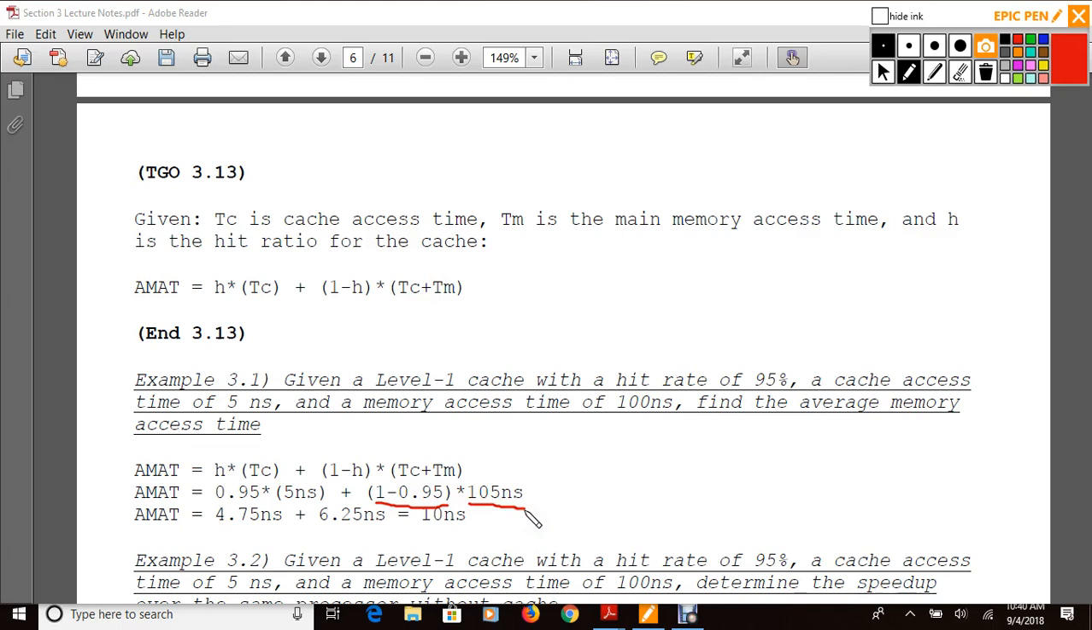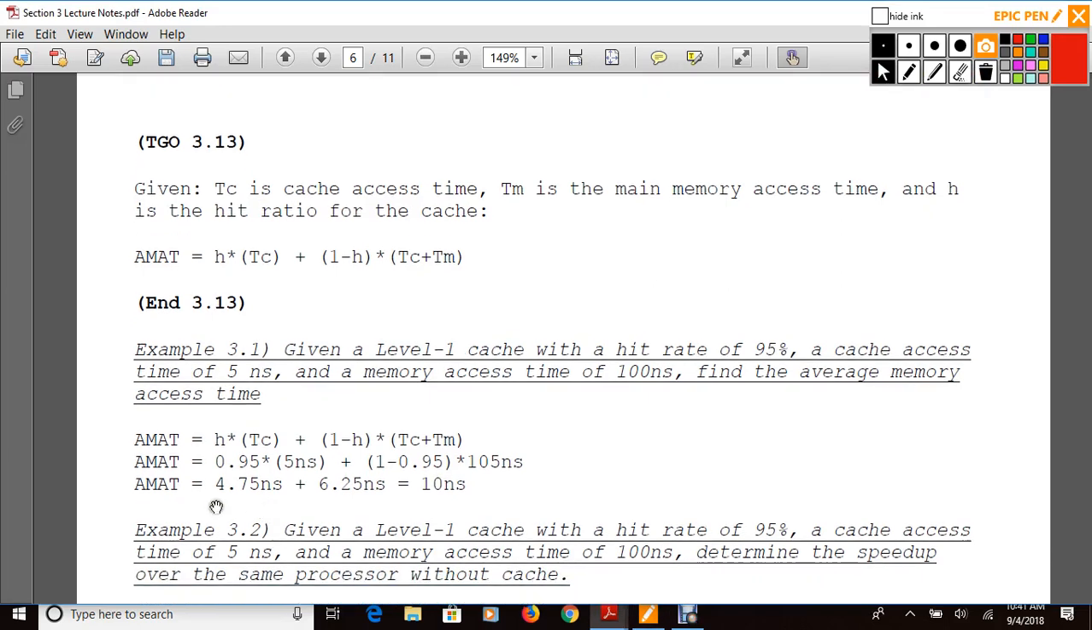Because first I need to go, okay, you all have it? It takes you 5 nanoseconds to tell me yes or no. So if it says yes, I'm done. If it's no, if it's a cache miss, I say, you all have it? No. That takes me 5 nanoseconds. Then I need to go to the main memory, which takes me 100 nanoseconds. So that's why in the definition, TC plus TM is the cache memory time plus the main memory time. So then you perform this calculation, and you see it's 4.75 plus 6.25.